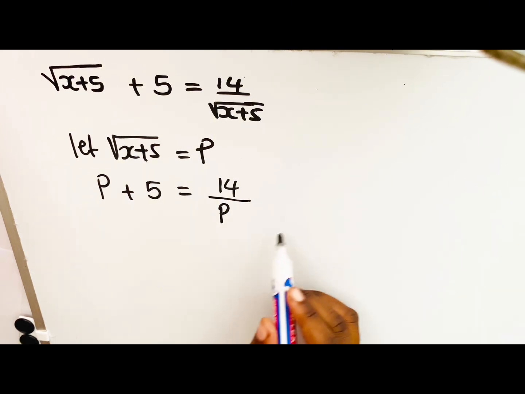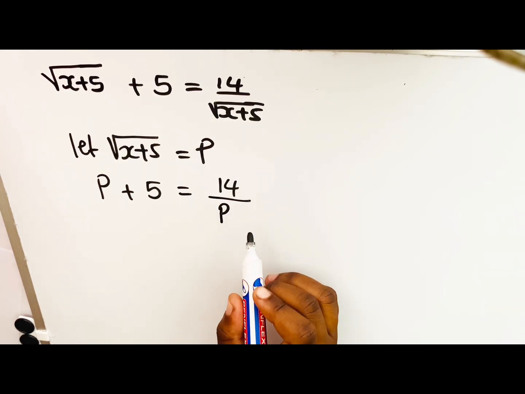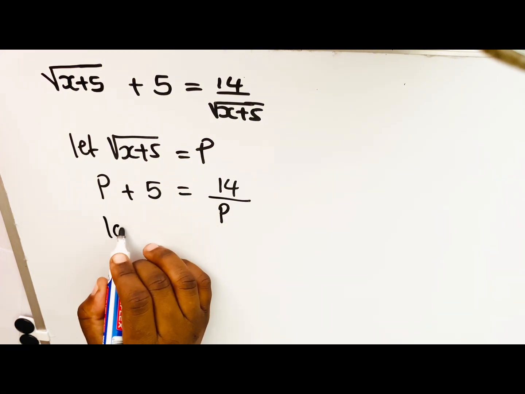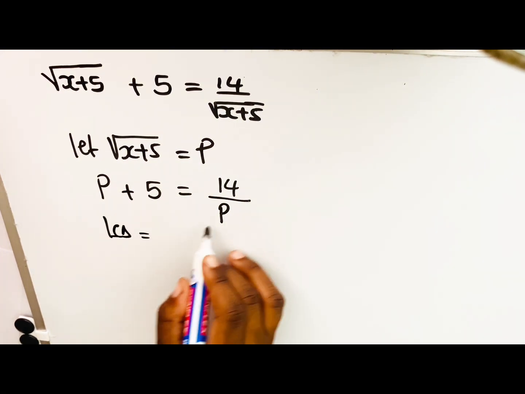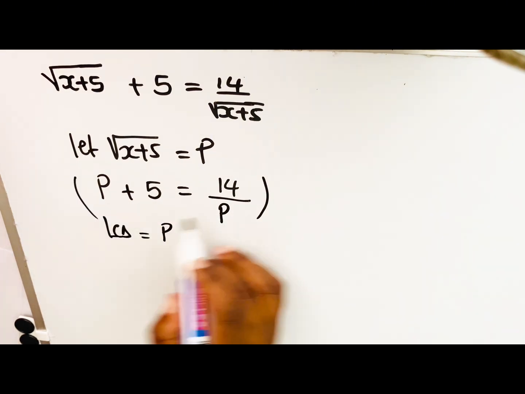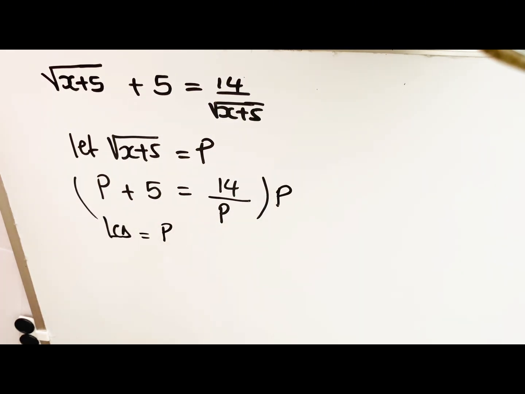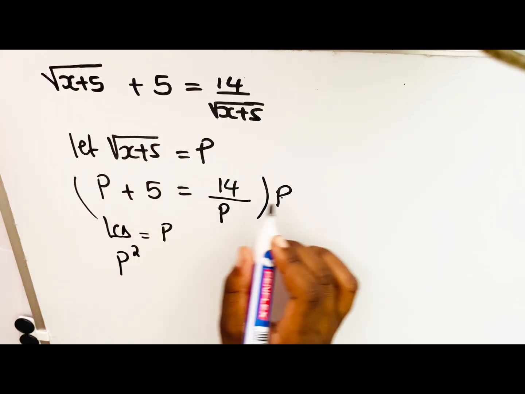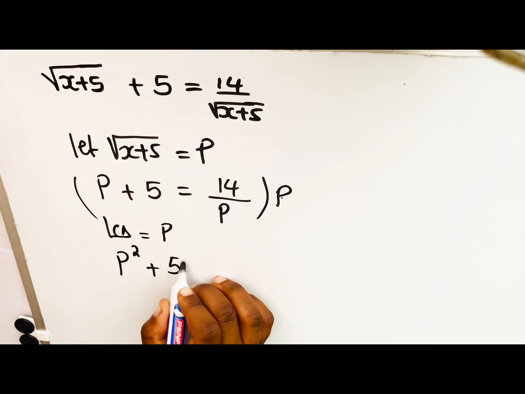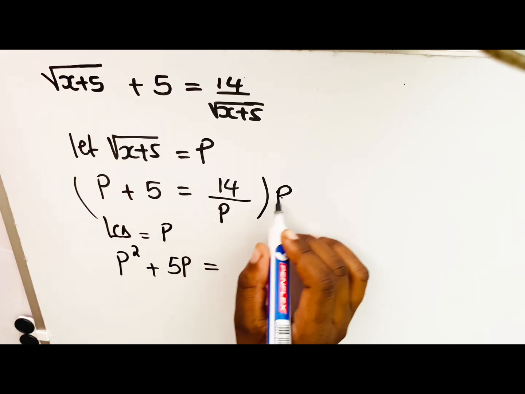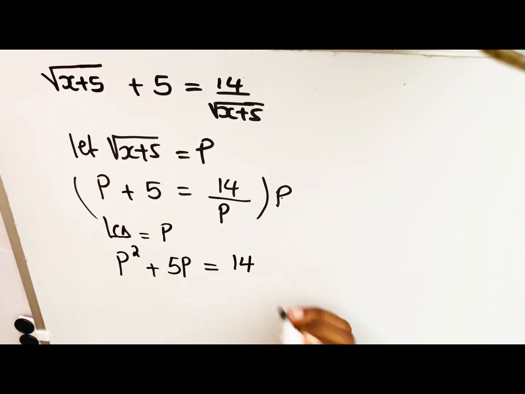Then we have a fraction in the equation, and we know how to solve this. With the denominator, we'll use the LCD, the lowest common denominator, which is p. Then we multiply the entire equation by the denominator p. So it's p times p, which is p squared. 14 over p times p will be 14.